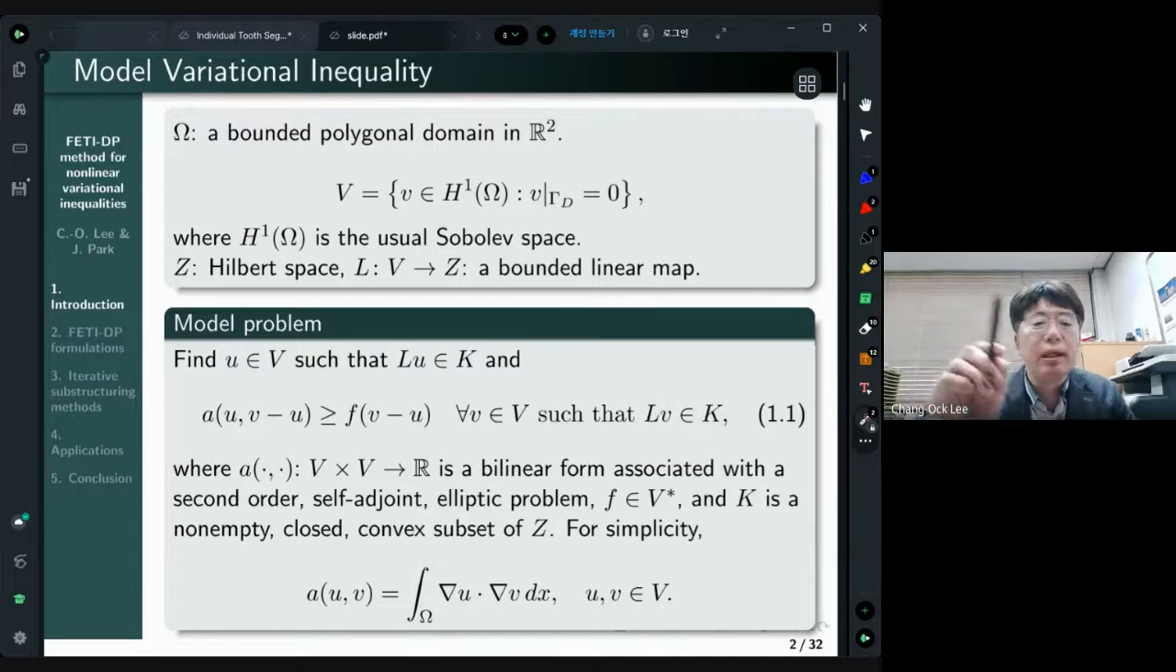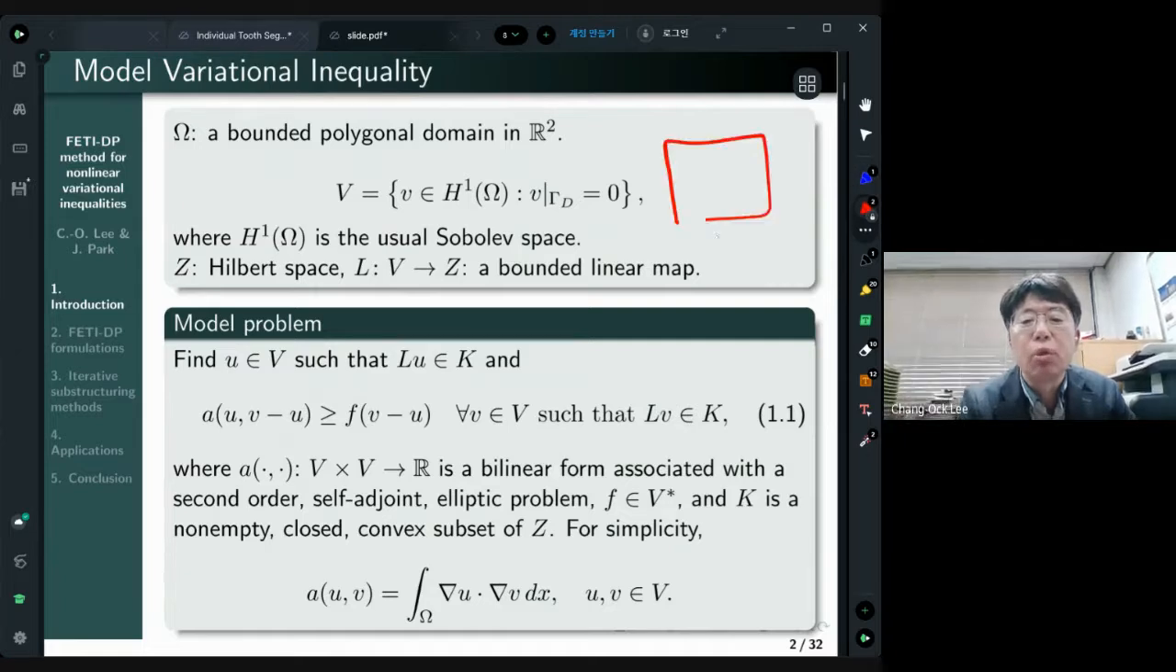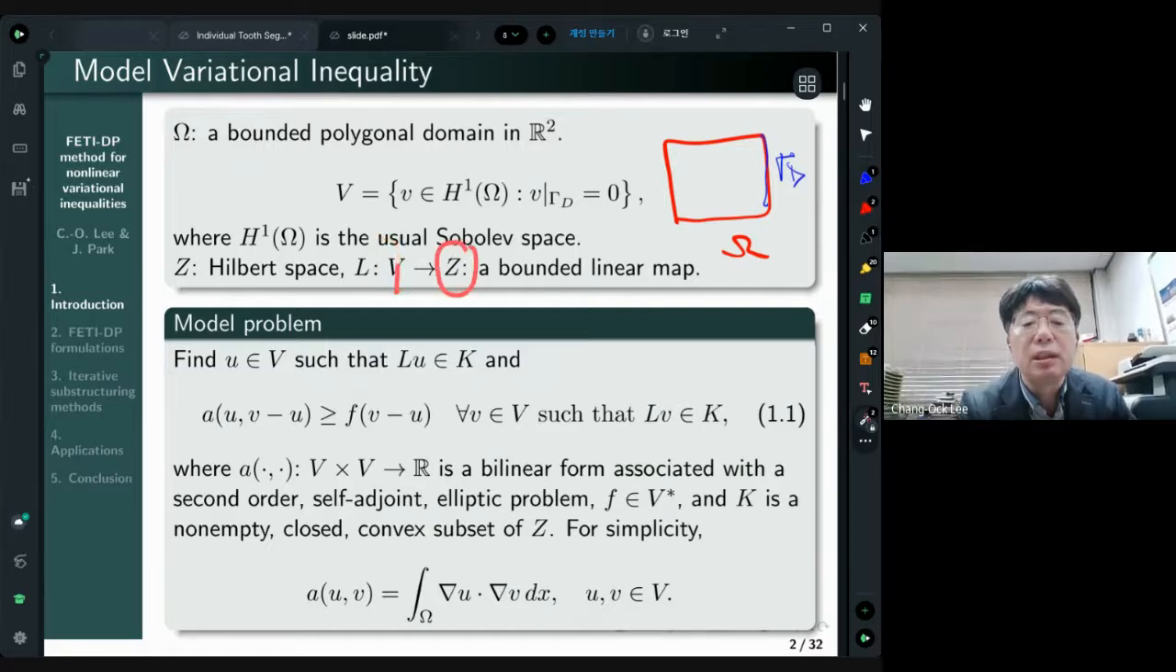Suppose that we have a bounded polygonal domain first, and then we can consider a Sobolev space, this H1 Sobolev space, but on the boundary we have the Dirichlet conditions. If you have this domain omega, and this is gamma D, then on gamma D this function is 0. So this is the very standard usual Sobolev space. And also we introduce some Hilbert space Z, and we introduce a bounded linear map from that V to the Hilbert space Z. So we have a linear operator L, and now this plays a role of some constraint to the variational inequality problems. So let's see the model problem here.